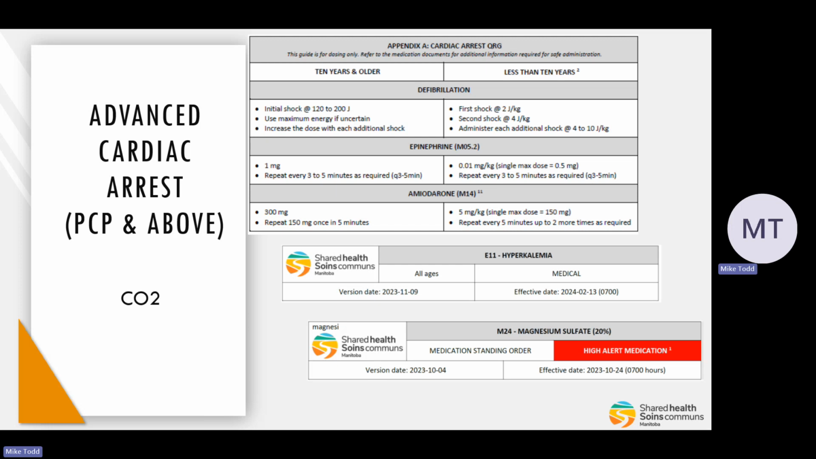It does reference in this care map dealing with hyperkalemia and torsades. For those, you're just going to reference E11 for the hyperkalemic patients, which is a new hyperkalemia care map. And as well, if you need to find out the dose of magnesium sulfate for a patient in torsades, you can look at medication document M24.